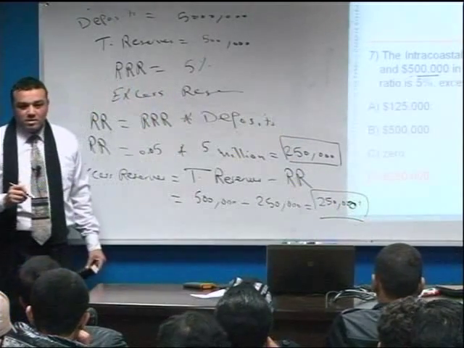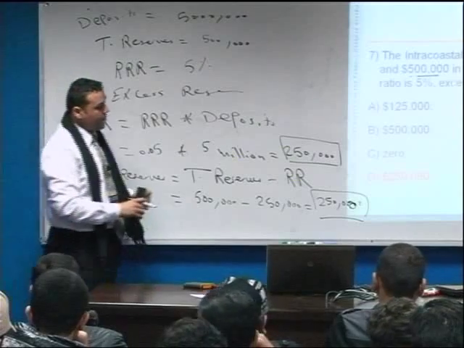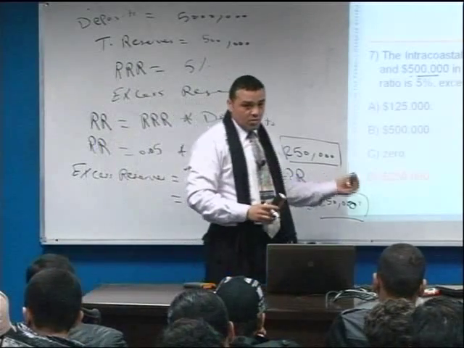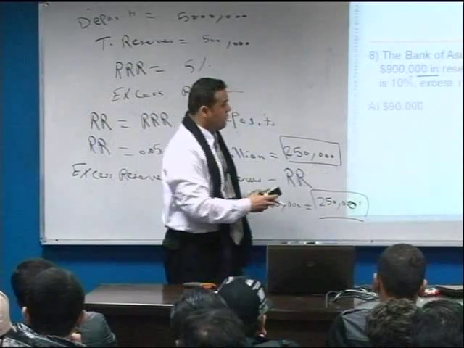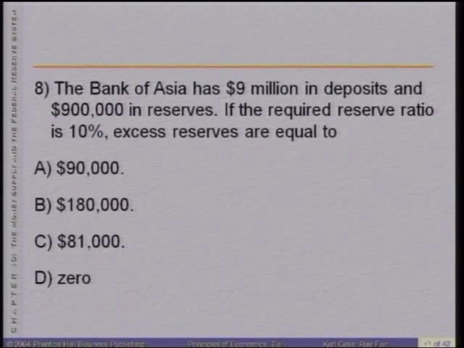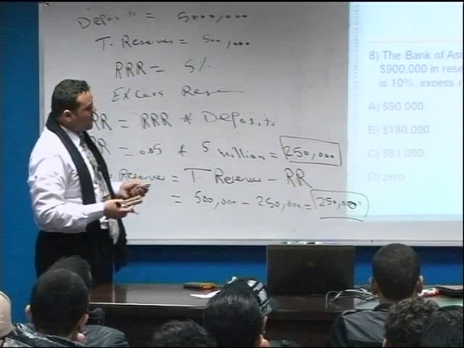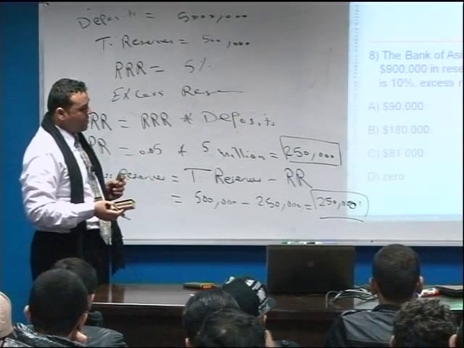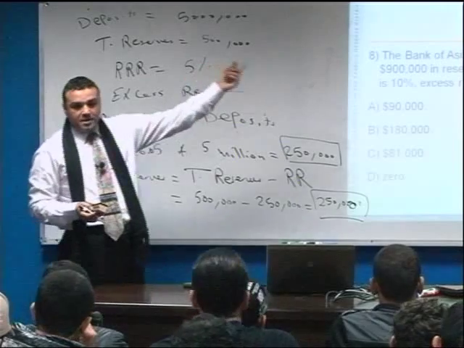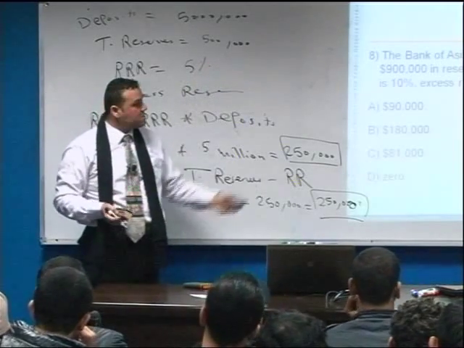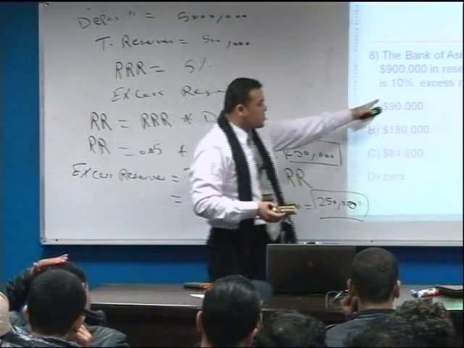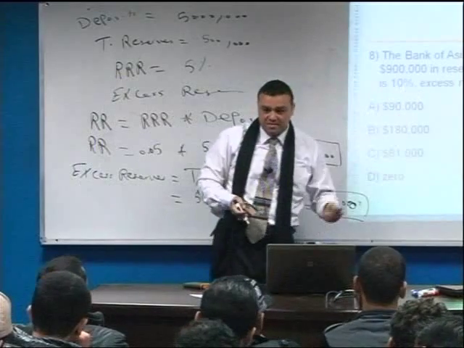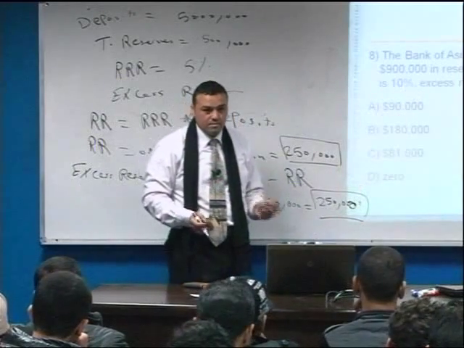Is it difficult? Okay, let's go to another question. The Bank of Asia has the same, I think. Deposits of 9 million, and 980,000 in reserves, where the required reserve ratio is 10%. How much is the excess reserve? The same method.